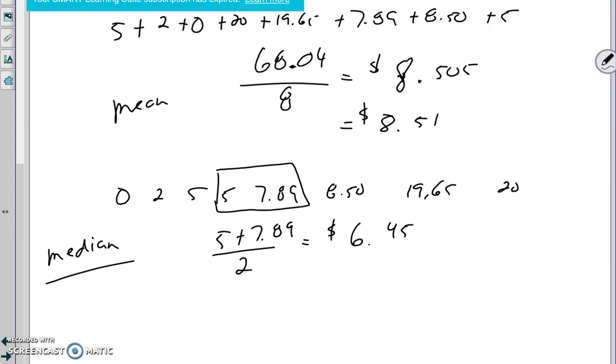We've already got them in order, right? So it definitely helps, right? 5 is the mode, right? Yeah. So I'll just go like this. Pretty straightforward stuff, right?